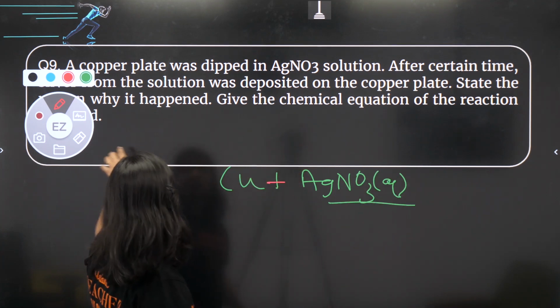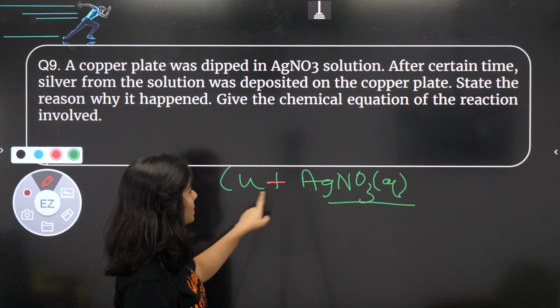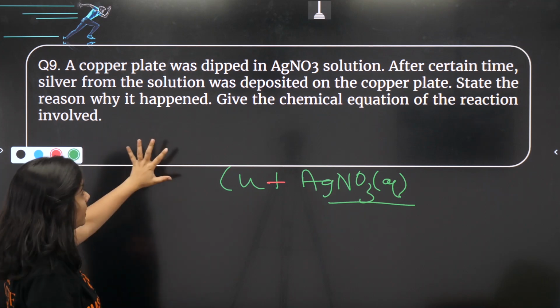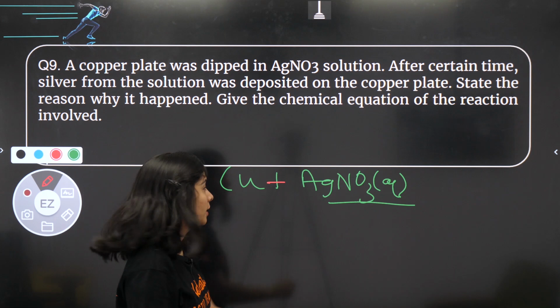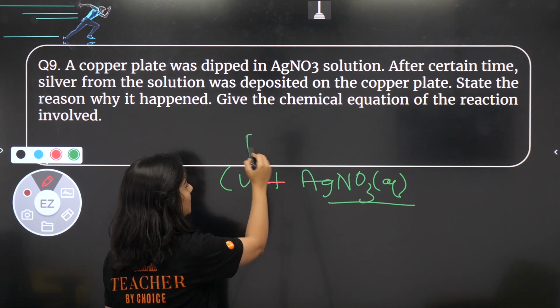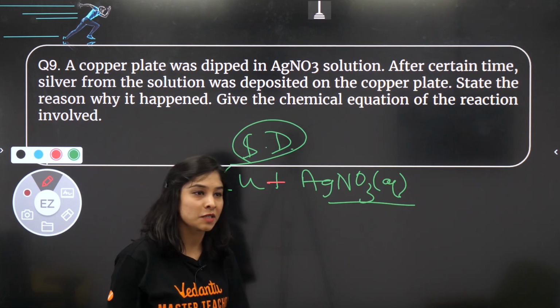After a certain time, what will we see? Silver from the solution was deposited on the copper plate. State the reason why it has happened and give the chemical equation of the reason involved. So we know that this is totally dependent upon our SD type of reaction, that is single displacement reaction.